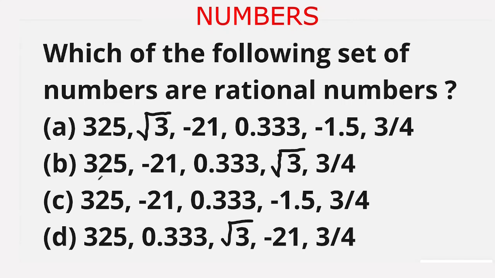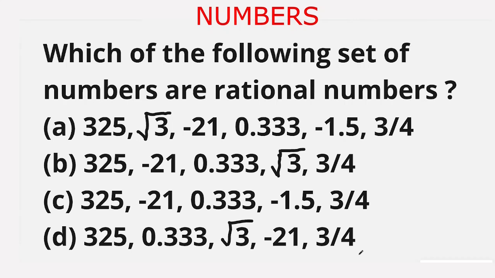Option B: 325, minus 21, 0.333, under root 3, 3 upon 4. Option C: 325, minus 21, 0.333, minus 1.5, 3 upon 4. Option D: 325, 0.333, under root 3, minus 21, 3 upon 4.